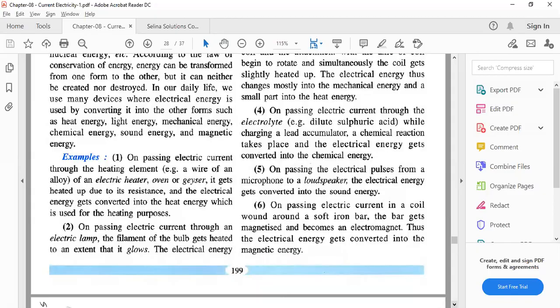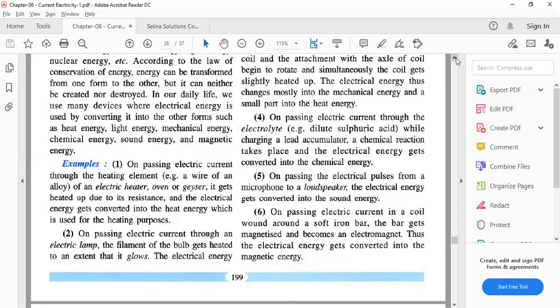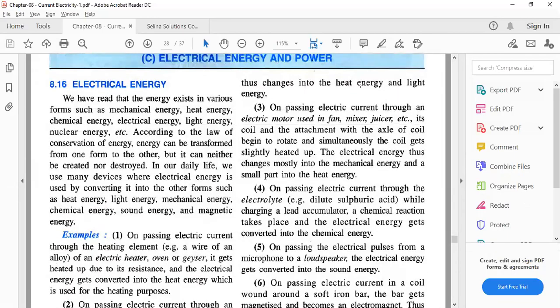What about the bulb? How does this energy get converted? Because of resistance, that you remember. On passing electric current through an electric lamp, the filament gets heated to an extent that it glows. We have already studied which element is there in the filament of the bulb. Tungsten. So the electrical energy changes into heat energy and light energy. Its resistance is so high that it glows.